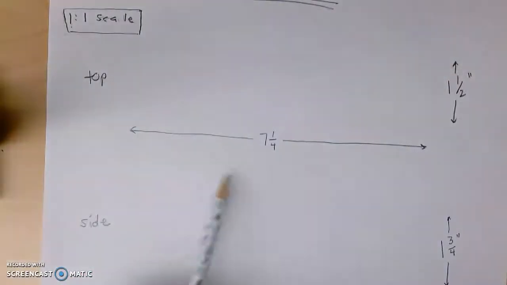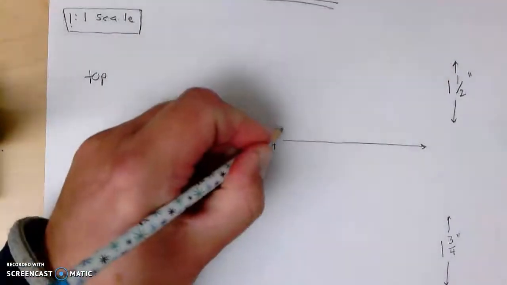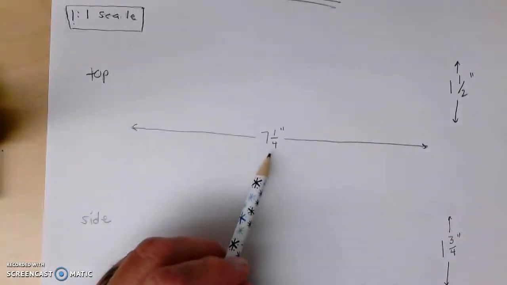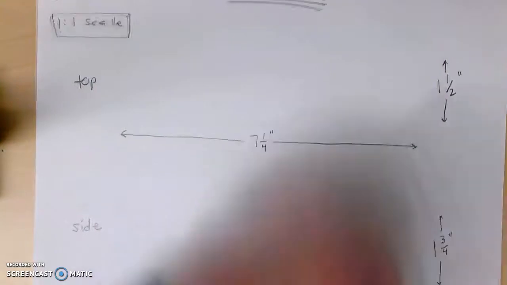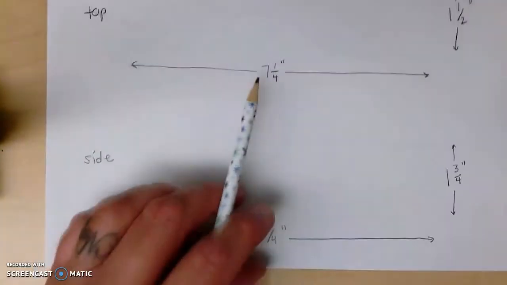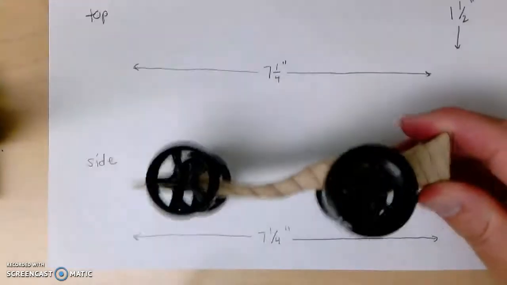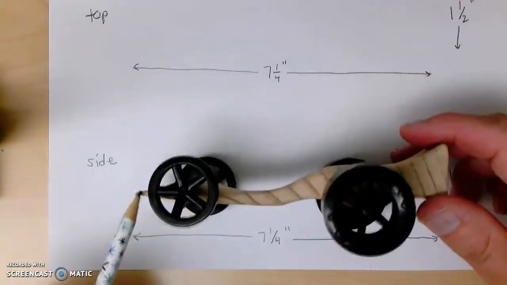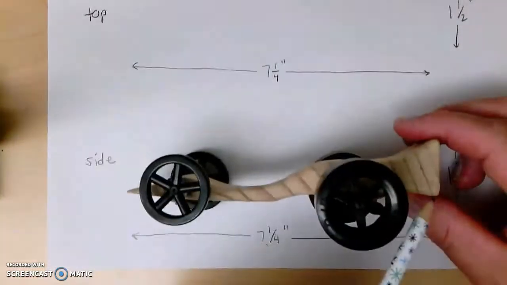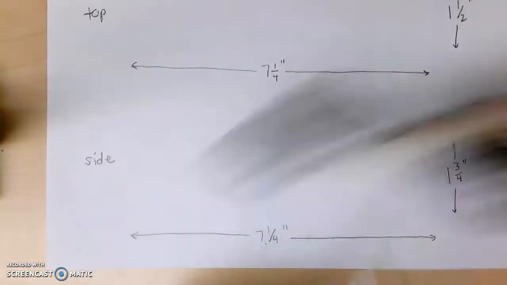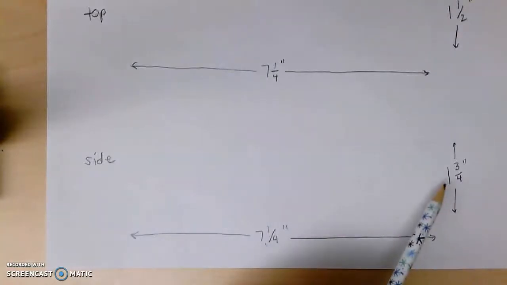Okay, so here the length of the block of wood that we're going to start with is 7 1/4 inches long, and the width from side to side is 1.5 inches. From the side view, if I look at this car from the side, we can see from front to back, so that's length. So again, 7 1/4 inches long, and we can also see the height from the bottom up to the top, and the height that we're going to start with is 1 3/4 inch.